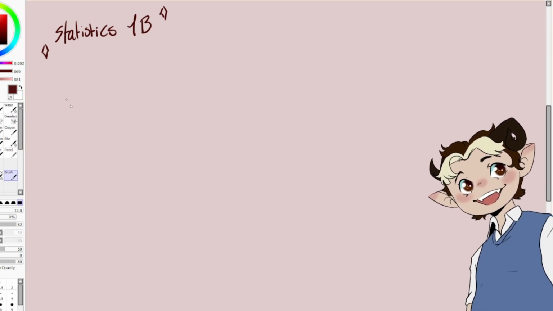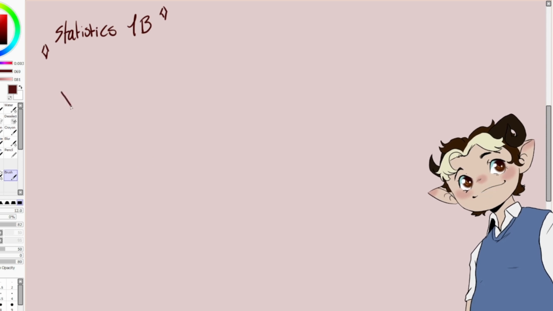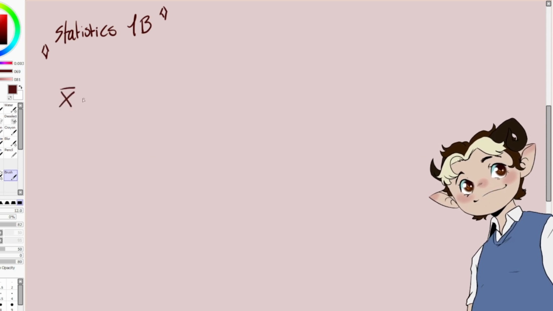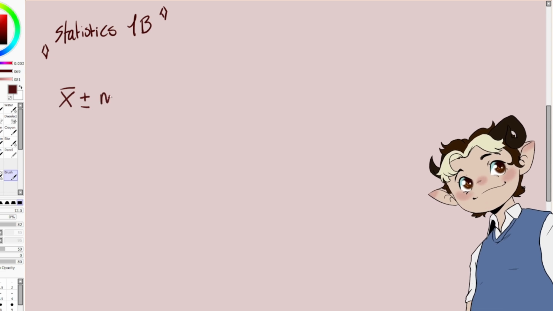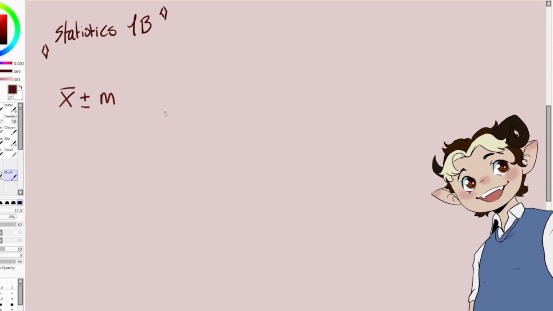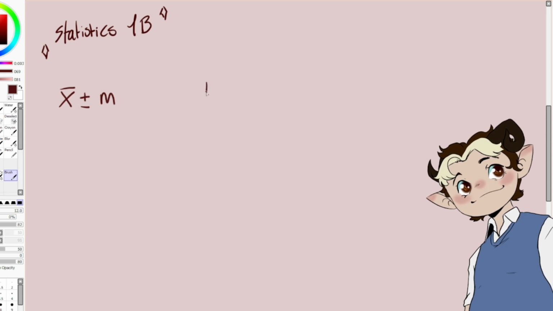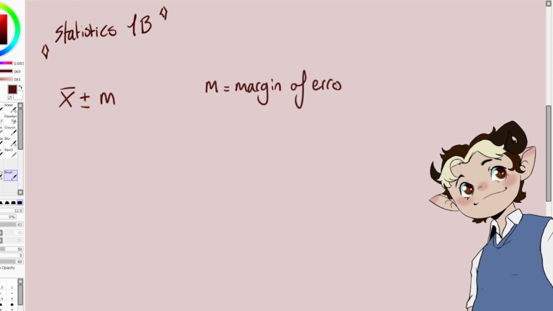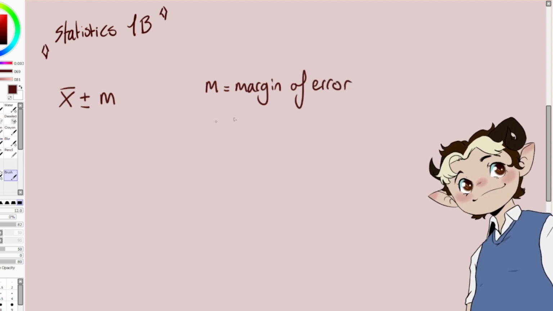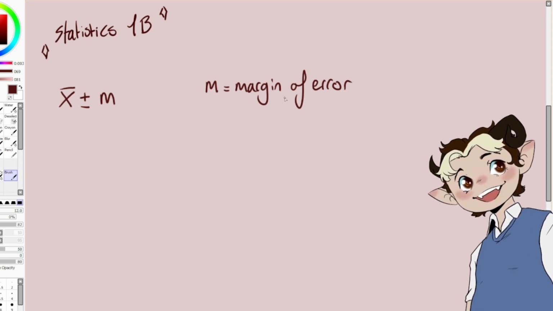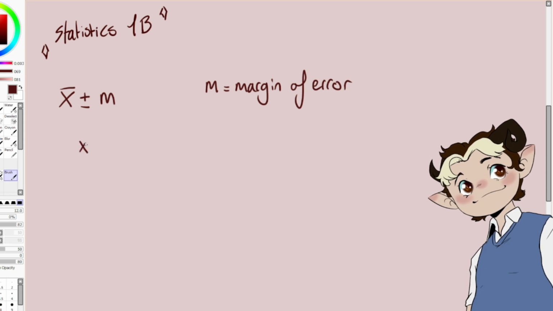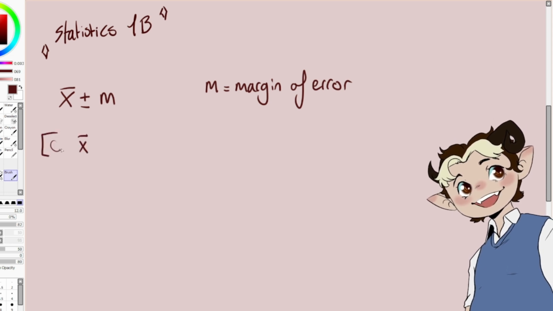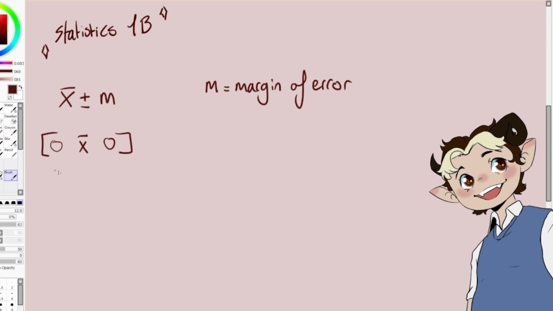Basically, every single one of our confidence intervals will look like this: mean plus minus m. What does m stand for? M is the margin of error. It is basically the interval in between x and our lower bound and our upper bound. That is our margin of error.